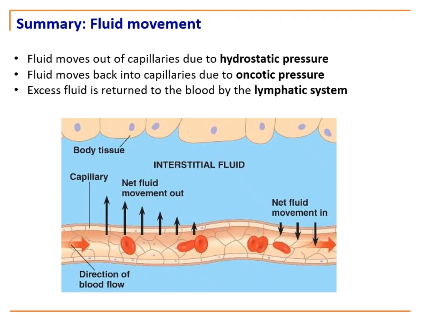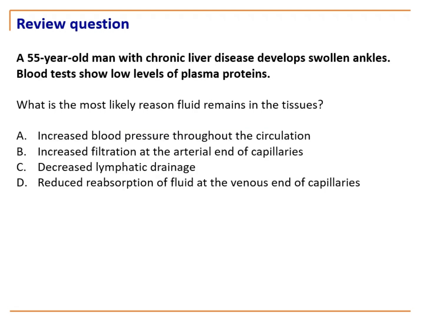So, key summary. Fluid moves out of the capillaries due to hydrostatic pressure, moves back in due to the pulling force of proteins via oncotic pressure, and the excess is returned to the body via the lymphatic system. So, another question for you to think about. Press pause. A 55-year-old man with chronic liver disease develops swollen ankles. Blood tests show low levels of plasma proteins. What's the most likely reason for fluid remaining in the tissue?